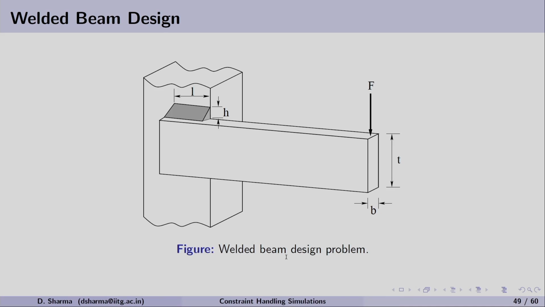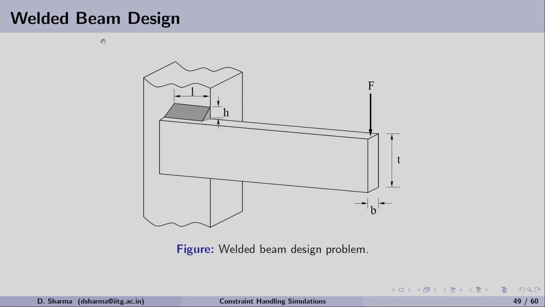Now, we have come to the second problem, that is a second engineering optimization problem, which is also solved in the literature very frequently. This problem is called the welded beam design problem. Here we can see there is a vertical component and a horizontal component. These two components are joined together by the weld. Now, this gray area is the weld.